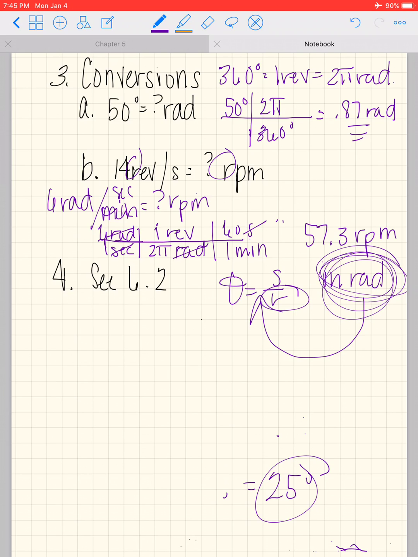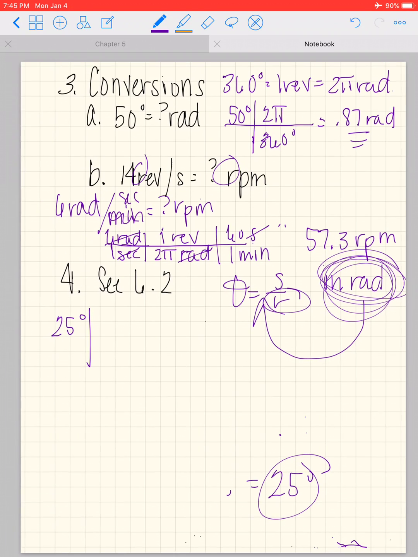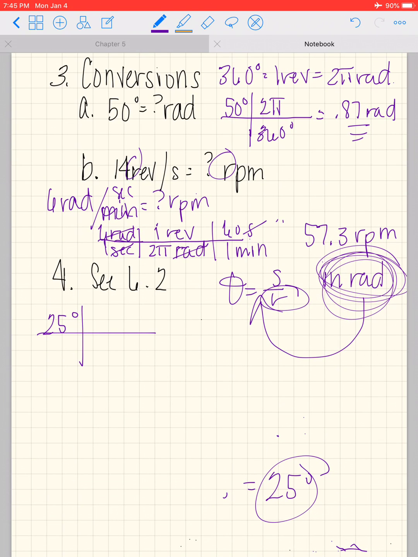It's the definition. So I've got my 25 degrees, but I need to put that into radians, so I'm going to do my conversion. 25 degrees on the top, and I know that 360 degrees is 2 pi radians. I do the math on that, and I find that I have 0.436 radians. Okay, so I know that theta is equal to 0.436 radians.